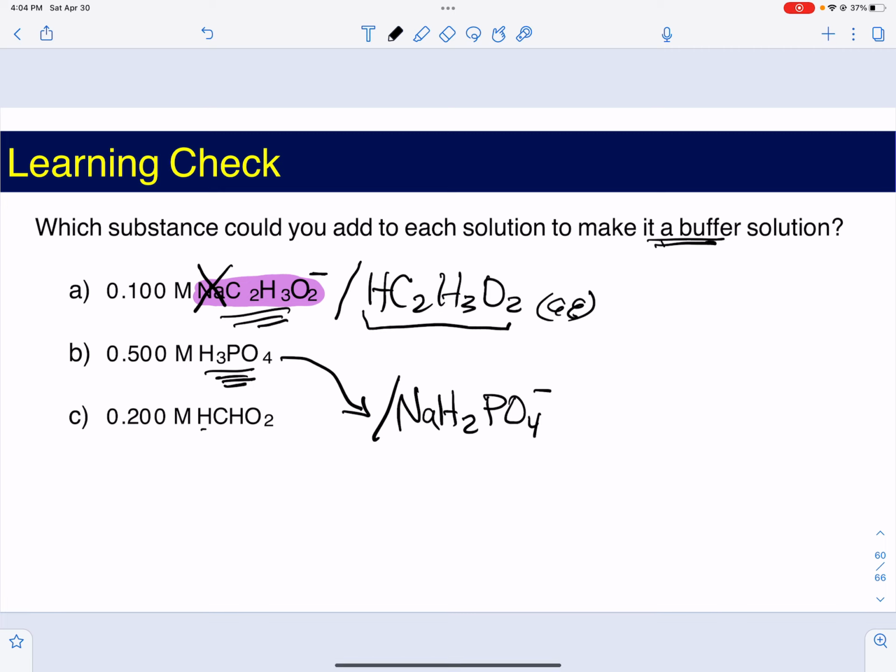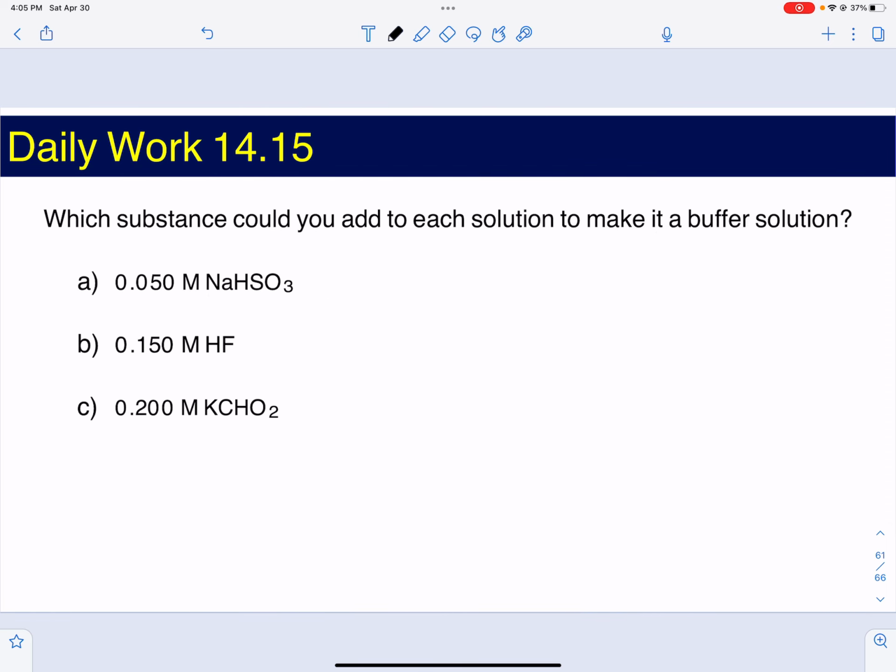And this one is also an acid, so I'm going to need to find the conjugate base, but it will have to be with a metal to make it a salt, and that will be what I get. So we're doing nothing more than making sure that we understand that a buffer has to contain the acid and its conjugate base, or the base and its conjugate acid. So go ahead and do that.